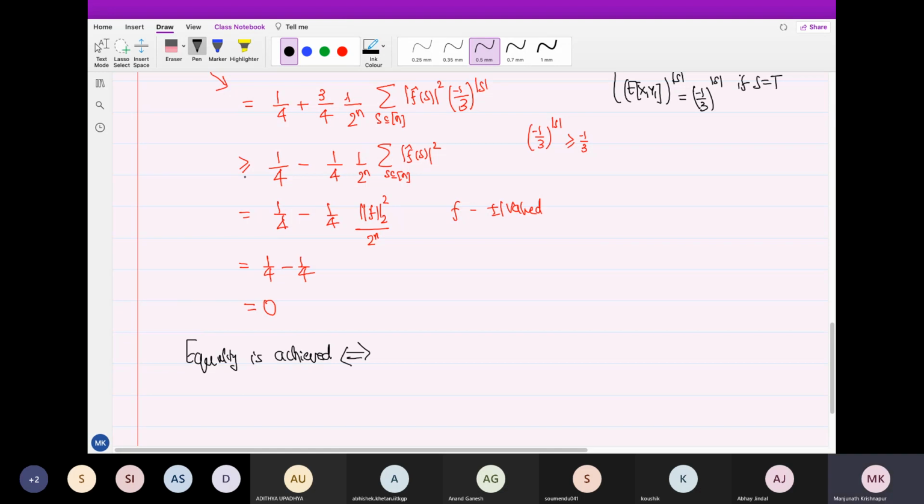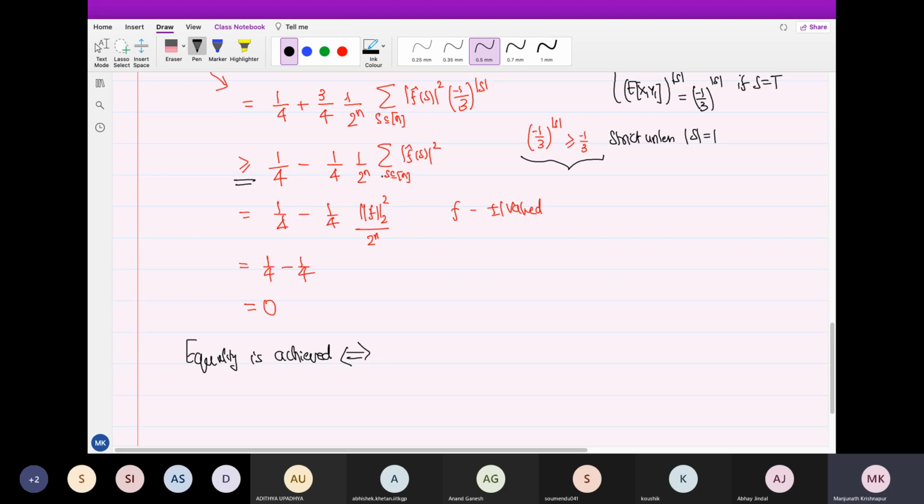You have to analyze this step. This is the inequality step. What is the inequality we use? We use this one, 1 by minus 1 by 3 to the cardinality s greater than or equal to. This is strict unless cardinality s is 1. If anything else, the inequality is strict, right? It's only cardinality equal to 1 when you have this equality.